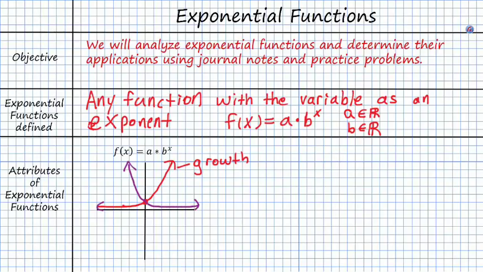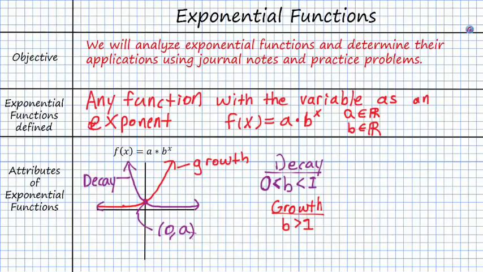So one of the properties is that the y-intercept here is always going to be (0, a). And then the purple here, or the decay, is going to be such that b is less than 1, but still greater than 0. So that will be a decay situation where b is pretty much a fraction less than 1. And then when we're growing, it's going to be b is greater than 1. So those are our two main situations.